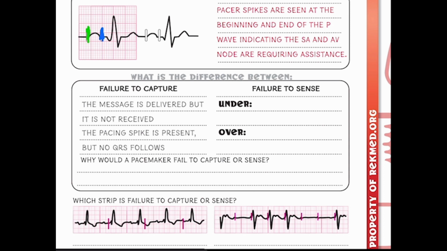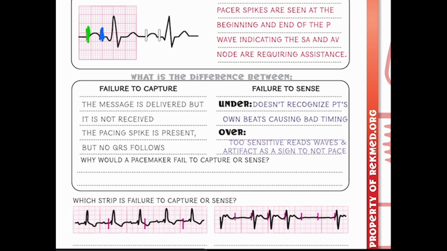Then we have failure to sense. And there are two types of failures to sense. There is undersensing, which means it doesn't recognize the patient's own beat. So this is causing bad timing. So it's sending the messages, but the timing is wrong. And then we have oversensing. And this is when the pacemaker is reading waves and artifact as a sign not to pace. So the messages aren't even getting delivered because it's oversensing that everything is okay.